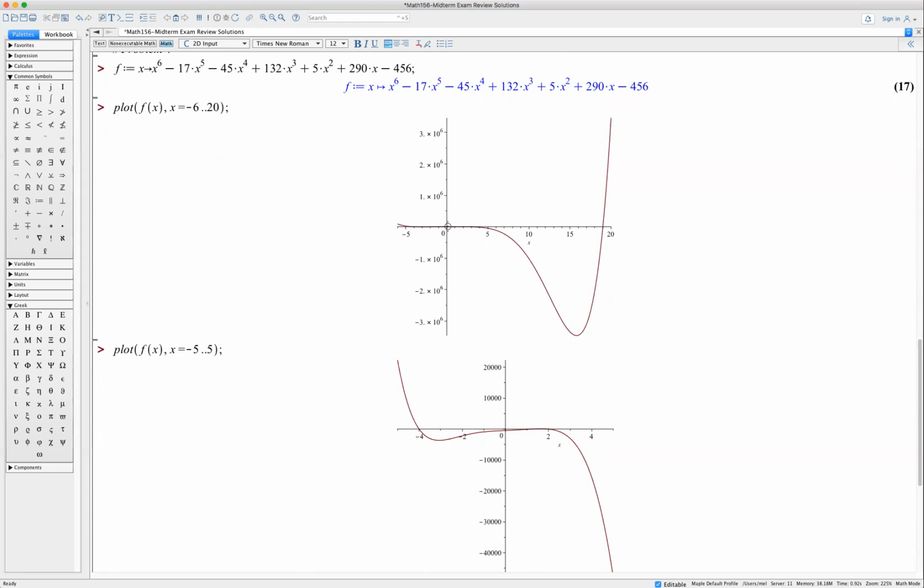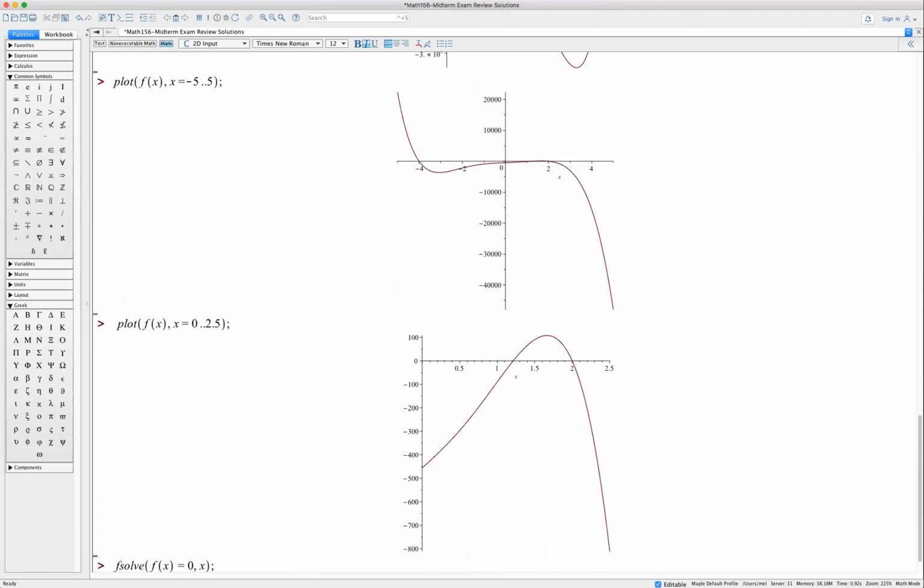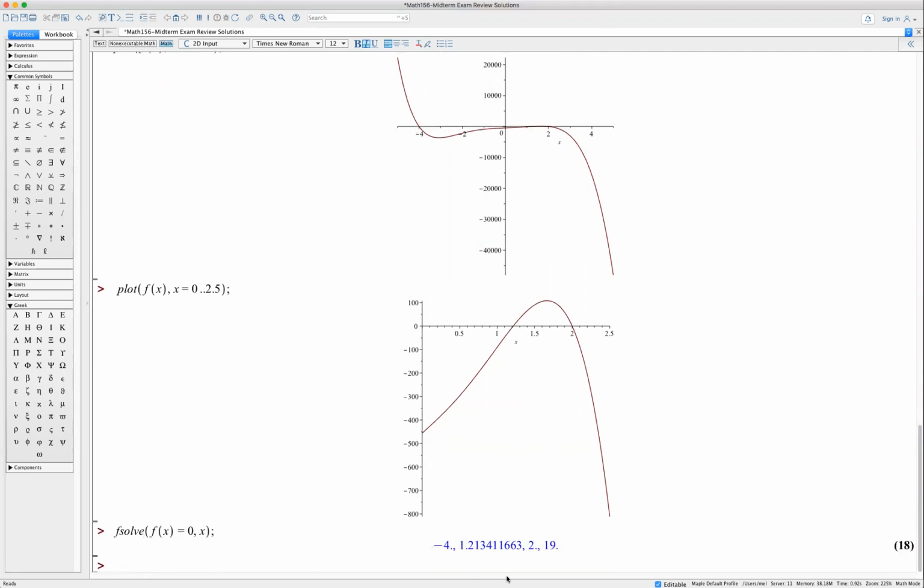-4, 1.2, it's in here. Yeah, so here you see what's going on in that area. There's a 0 where it crosses the axis, 1.2 and close to 2, exactly 2. That's where it is. That seems to be all the solutions. We just found them all.